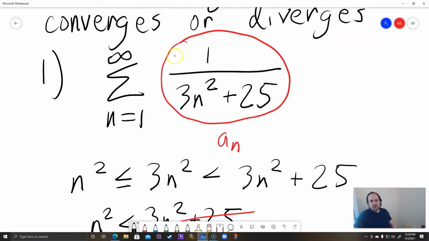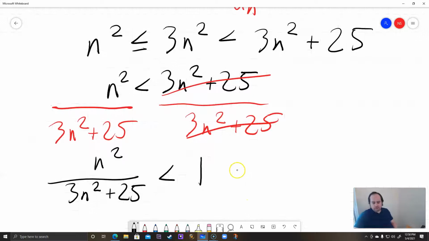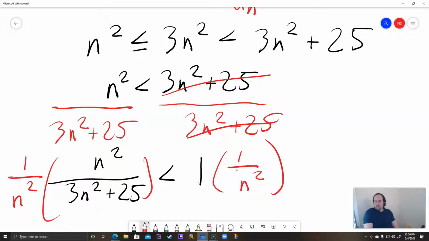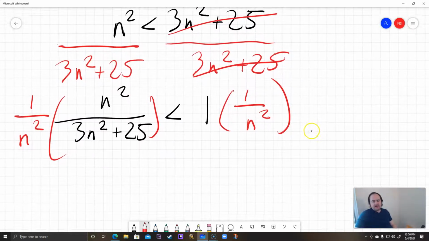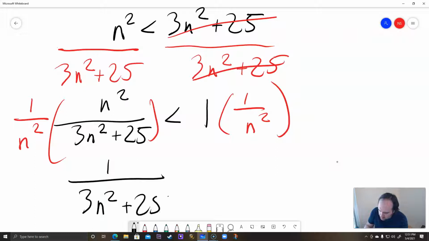Okay, and then I want to get it in a format where I can compare this 1 over 3n squared plus 25 to the n squared. So now I'm going to divide both sides by n squared. In other words, I'm going to multiply both sides by 1 over n squared. So what's that going to give me? Well, now I'm going to have the original series that we started with, at least the formula for it. We have 1 over 3n squared plus 25 is less than 1 over n squared.